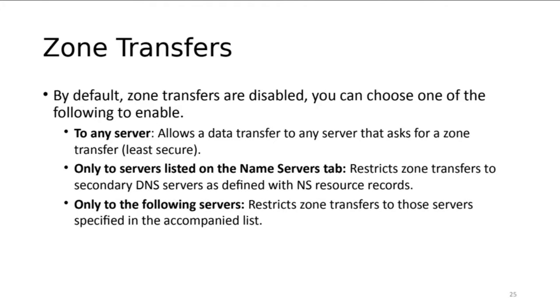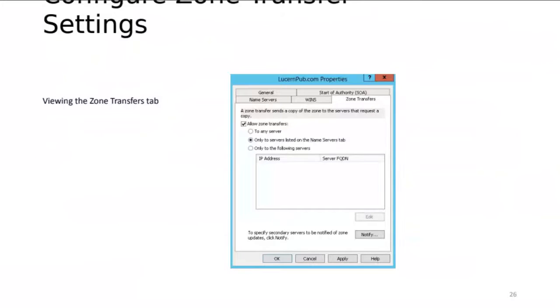Okay, so only this one to the secondary, or you can limit it and put only the following servers. It will restrict zone transfer to those servers specified in the accompanying list. So this one is secure. You will only specify the servers that can request zone transfer. This is the configuration. We will see this in the lab once we do the lab, inshallah.